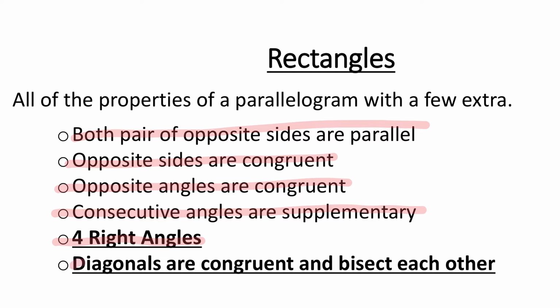And the diagonals are congruent and they bisect, which we saw happening with a parallelogram. But not only are they bisecting like a parallelogram, they're congruent to start. So when we have that diagonal crossing, we're actually going to have 4 equal segments.